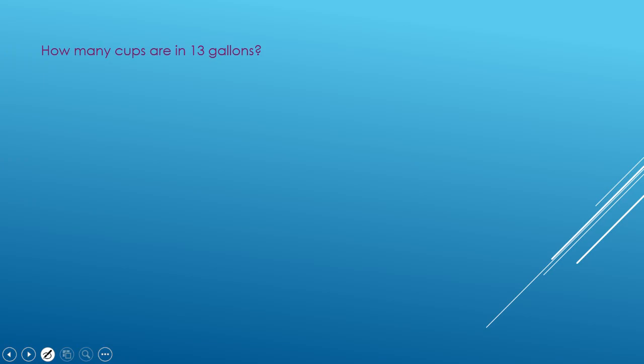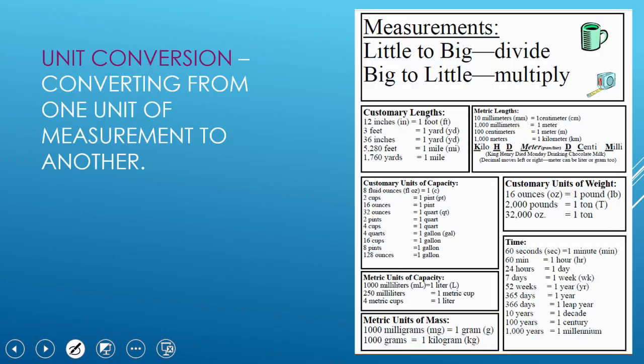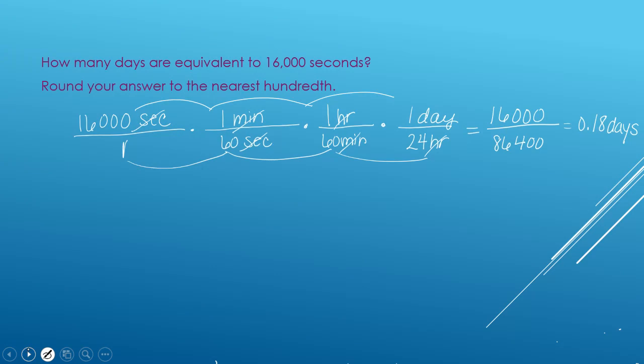Let's try another one here. How many cups are in 13 gallons? Now, I can't remember exactly how many cups, so I'm going to go back to my conversion chart, and I'm going to look and see that there are 16 cups in 1 gallon, it tells me right here on my conversion chart. So if there are 16 cups in 1 gallon, I can use that to help me solve this next problem.